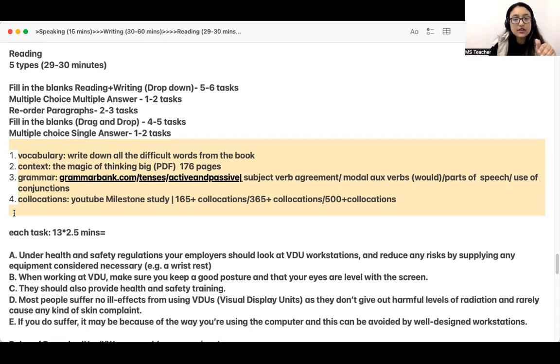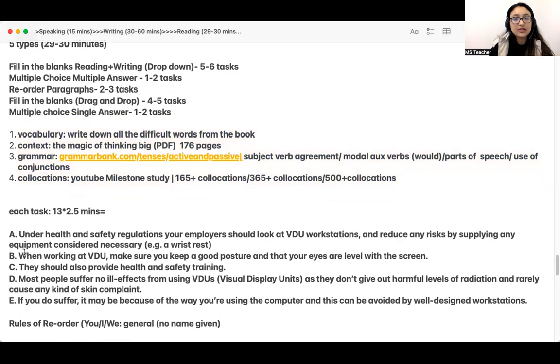Then comes collocation. And also for grammar, we've got a 1 full hour video on YouTube, essential grammar for PTE, Milestone Study. So you search like that and you'll get that grammar video. Another one is collocations. Again, for collocations, you don't need to sit and study everything. Go to YouTube, search Milestone Study, 165 plus collocation, 365 plus, 500 plus. All these collocations you read subconsciously every day, and you don't have to literally stay and say, oh, I'm so bad at collocations, so I'm going to read collocations. Subconsciously you have to learn all these collocations.